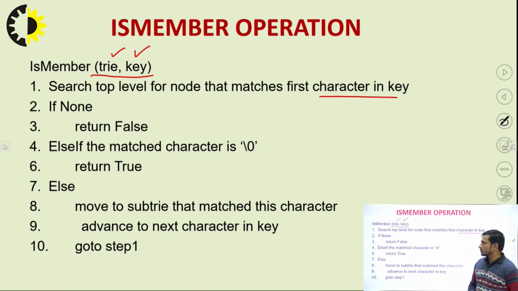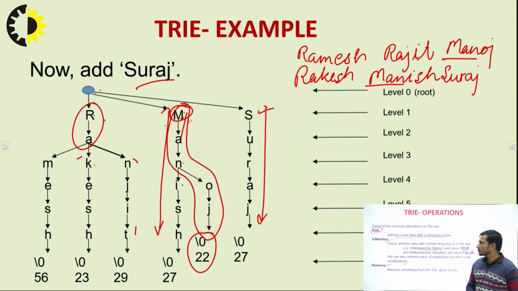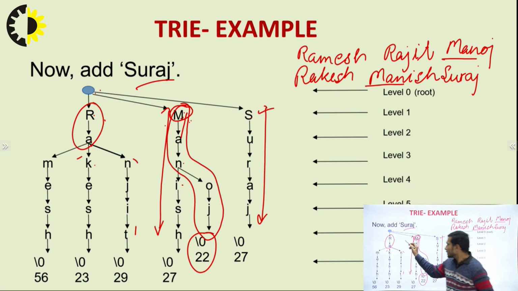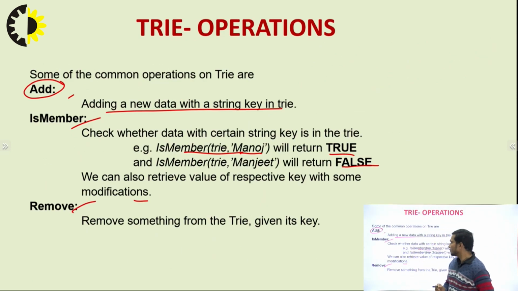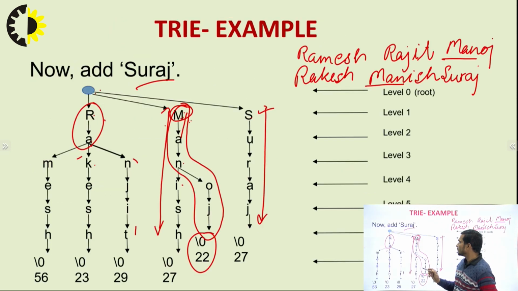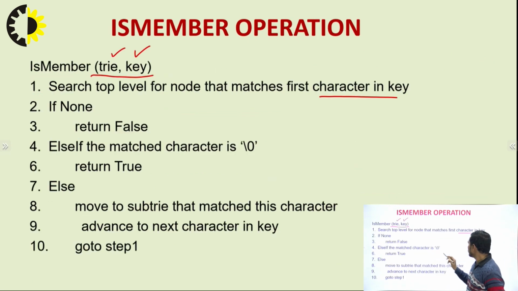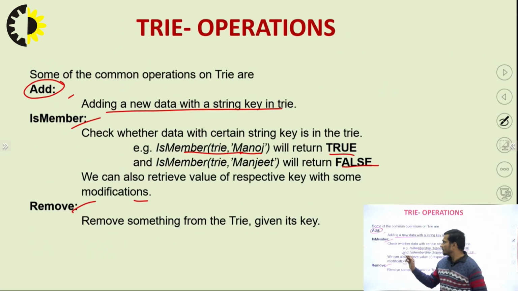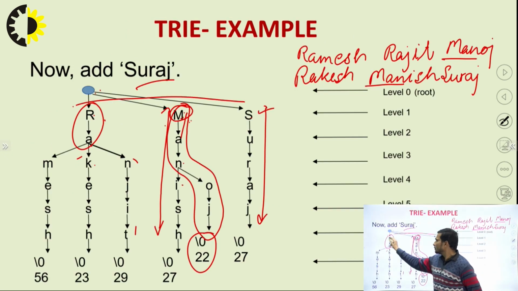So, let's suppose in this we are going to search for, let's say, Suraj. So, at the top level, we have three nodes.